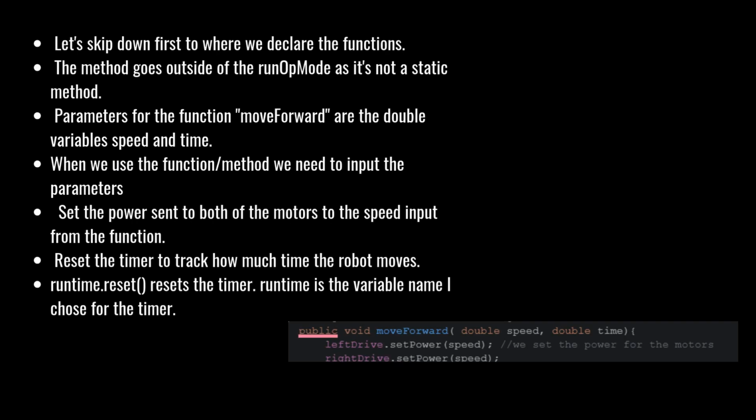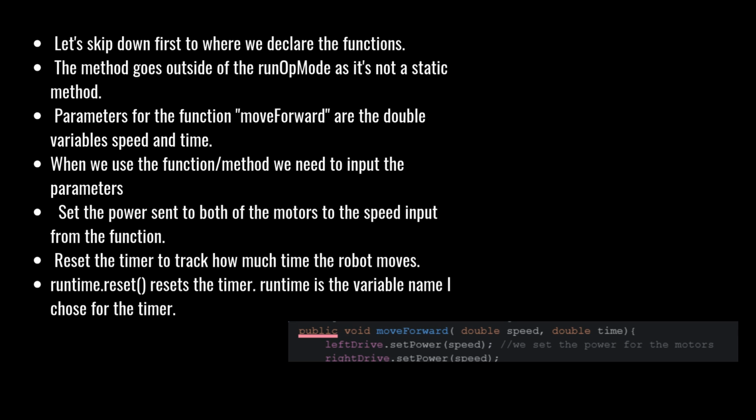Let's make sure to open up the file, which is found on our GitHub page, and skip down to where we declare functions, which are like custom blocks of code that we can have. Over here, we create a function called moveForward, and there are two parameters: we input a speed and the amount of seconds we want the motor to move.